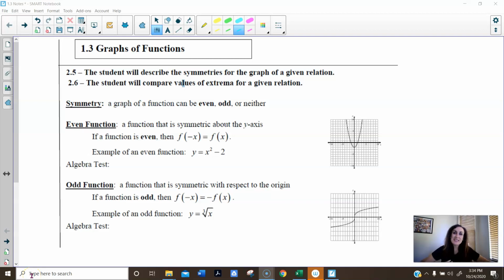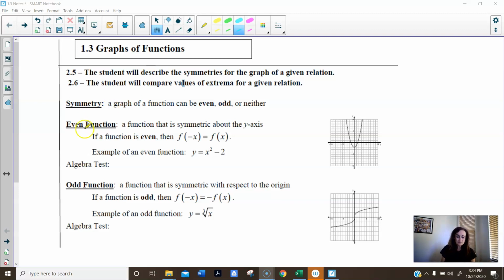Hi guys, so this is 1.3, graphs of functions. We're going to be looking at whether a function is odd or even and what the graph of an odd or even function looks like. We'll also be evaluating graphs in this lesson. All right, let's look at it.